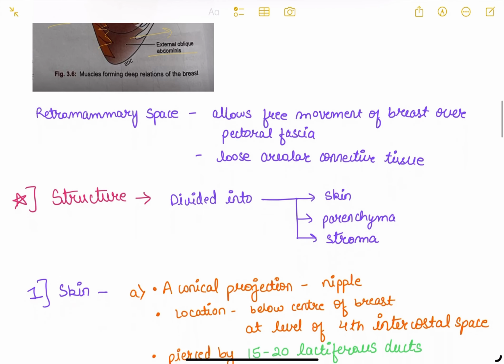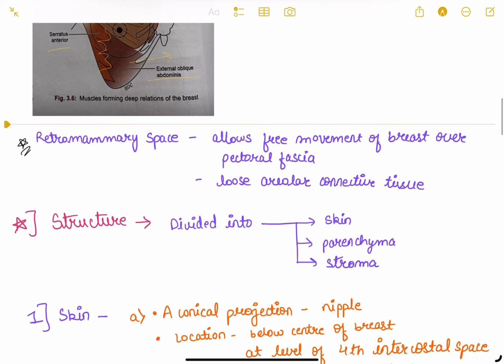Okay, now what is the retromammary space? This is important because retromammary space is a space that is present between the breast and the underlying pectoral fascia. So this space is made up of loose areolar connective tissue, due to which the breast can easily glide over the underlying fascia.